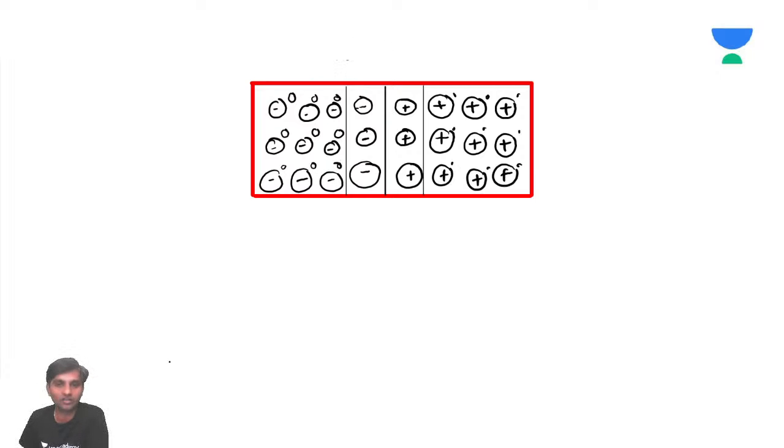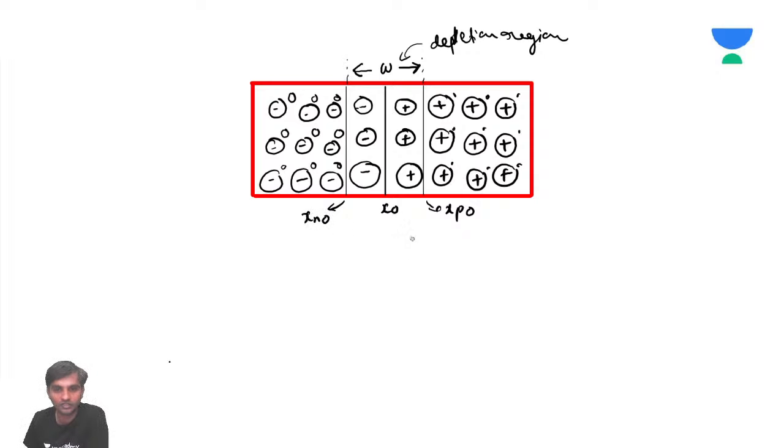So this region, what I called, sir? This region is called a depletion region. And this is having a length of W. And we have considered this x is equal to 0. And this point is going to be xp naught. This point is going to be xn naught. And the direction of electric field is in this direction.